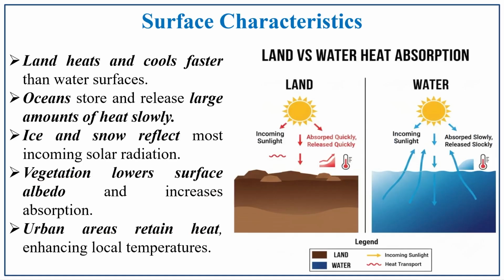Surface characteristics: land heats faster than water. And then the ocean, what happens? It absorbs a large amount of heat, and it releases the heat slowly.